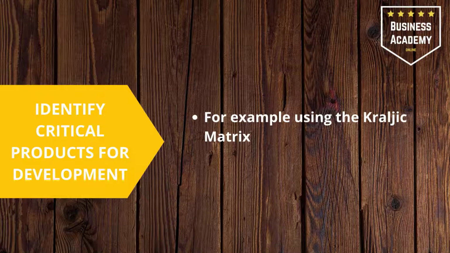Step 1 is identify our critical products for development. So using the Kraljic Matrix, we may help look at the cost and risk of our items and which ones are critical for development. We're not going to engage in supply development activities for everything, especially not routine items, low risk, low cost. So these might be your strategic items or potentially your bottleneck ones with the greatest risk. So that's what we need to do first.